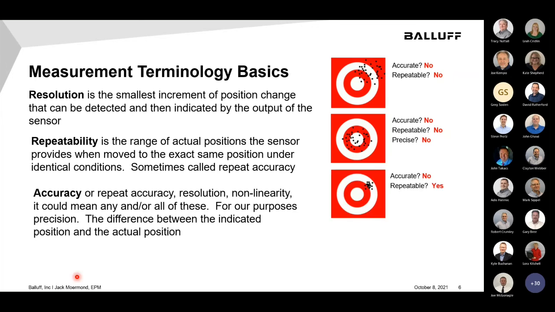Once we start getting our pattern more tight, it's still not accurate because we're shooting for the bullseye, right? But it is repeatable. At least that pattern's pretty tight. And then what we're actually striving for is this: is it accurate? Yes. Is it repeatable? Very much so. And it is precise. So these are the things we have to look at. And again, a lot of customers get the accuracy and resolution and sometimes repeatability all mixed up. So you really need to dive into that with them to find out what they're really looking for.